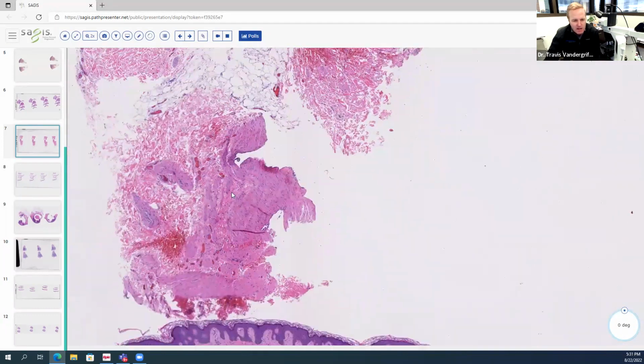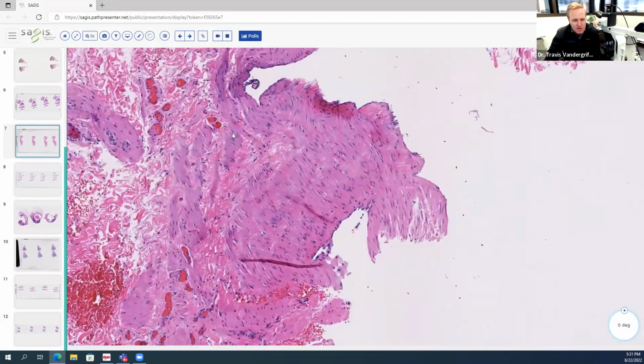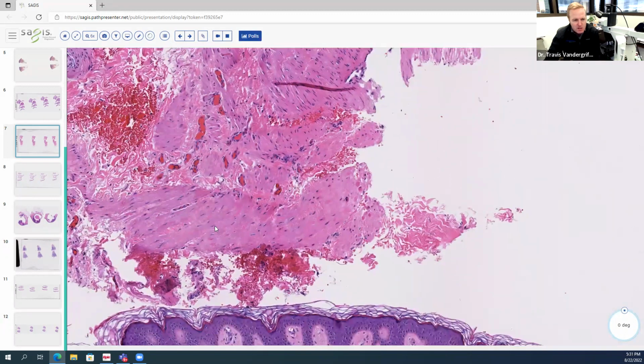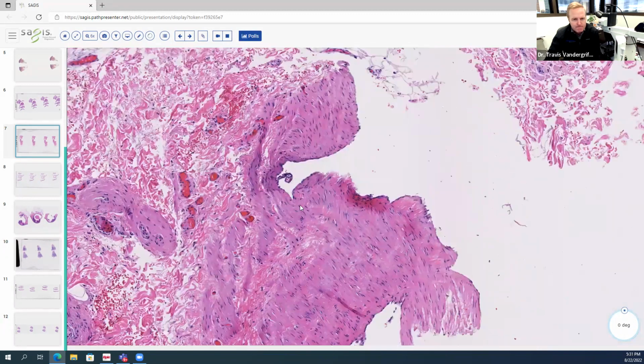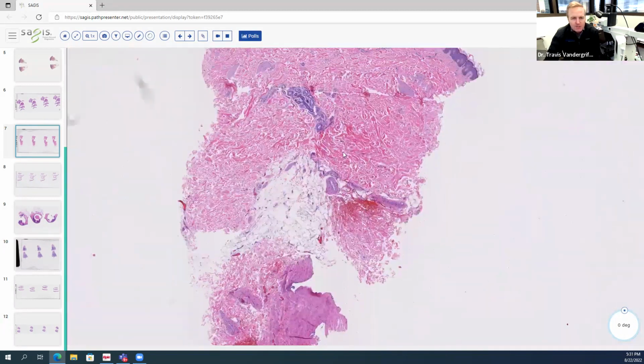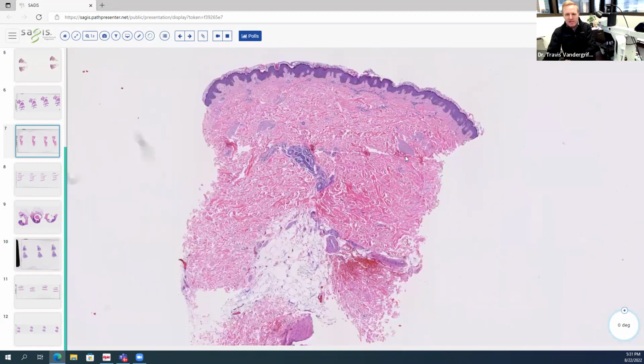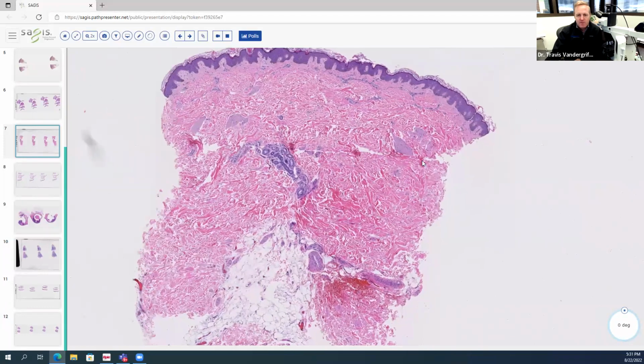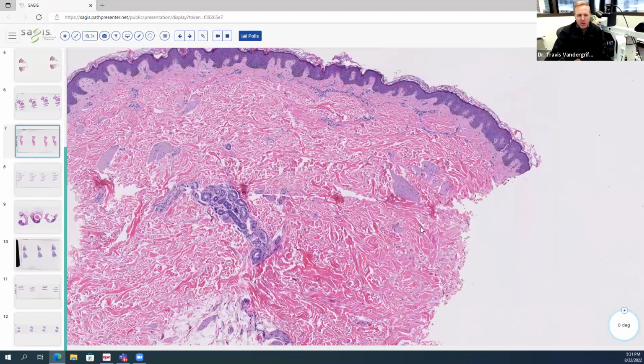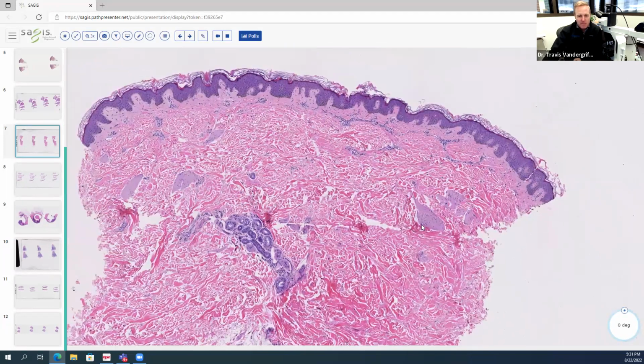Going down here, you've got a similar process, some increased smooth muscle in the lower part of the dermis. It's a subtle finding because smooth muscle bundles are normal constituents of the dermis, but what's abnormal here is that they're increased in number and they're not in the normal position, which would be connected to the side of a follicle. So this is a hamartoma of smooth muscle bundle, and we call that a smooth muscle hamartoma.